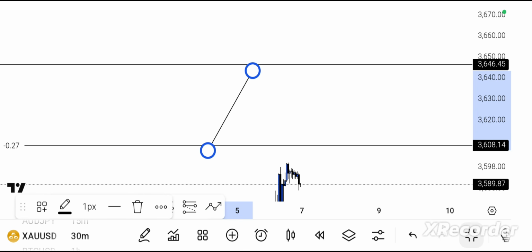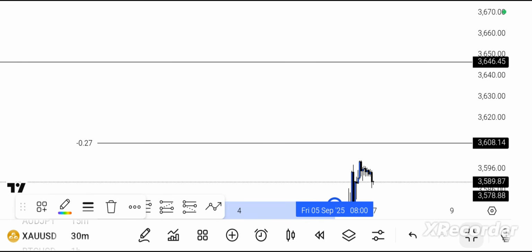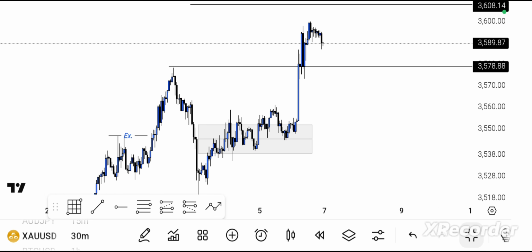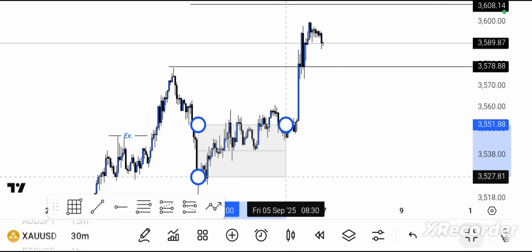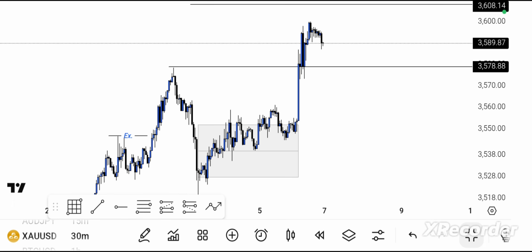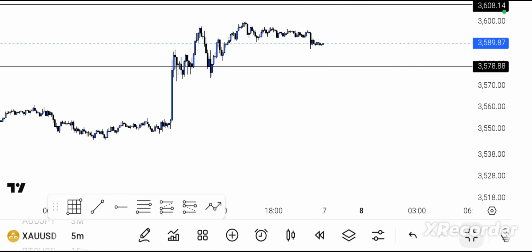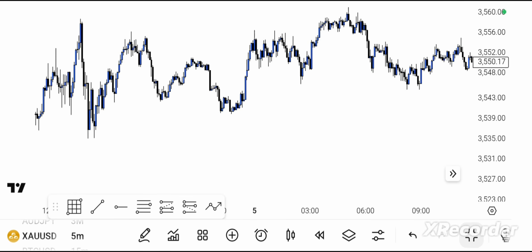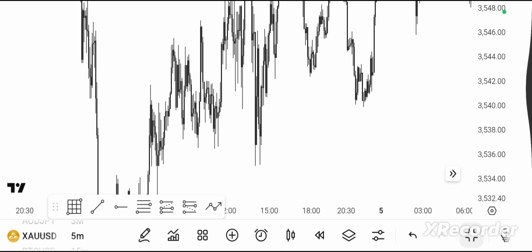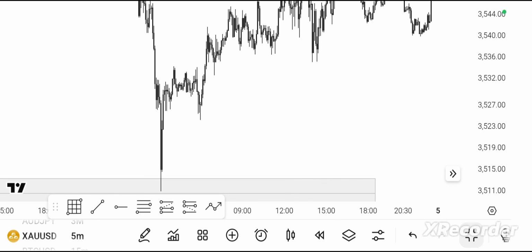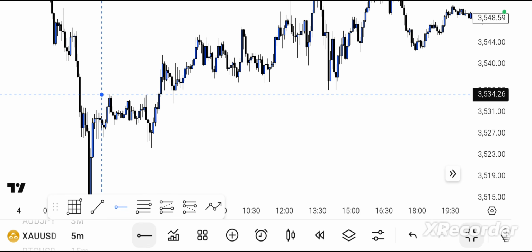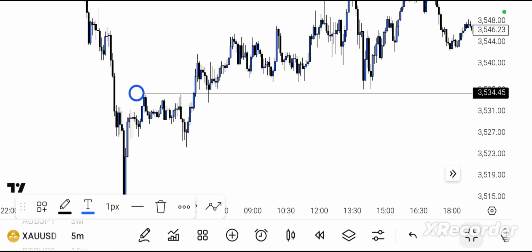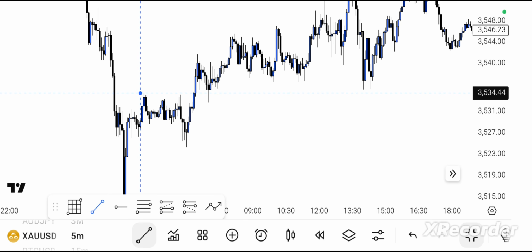So I'll go ahead and delete the Fibonacci retracement just to keep it neat. Work with me, let's find an entry right here. We'll go to the 5-minute time frame because we're on 30 minutes. On the 5-minute time frame, after the mitigation right here, I have a break of structure.